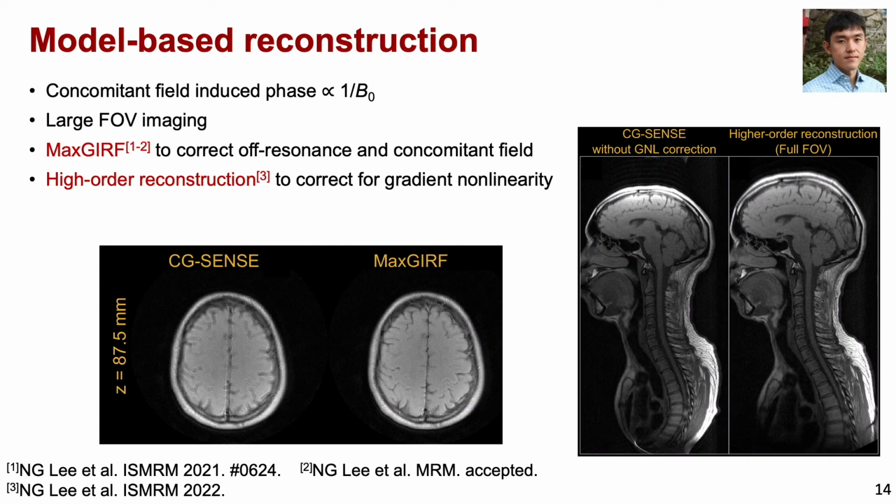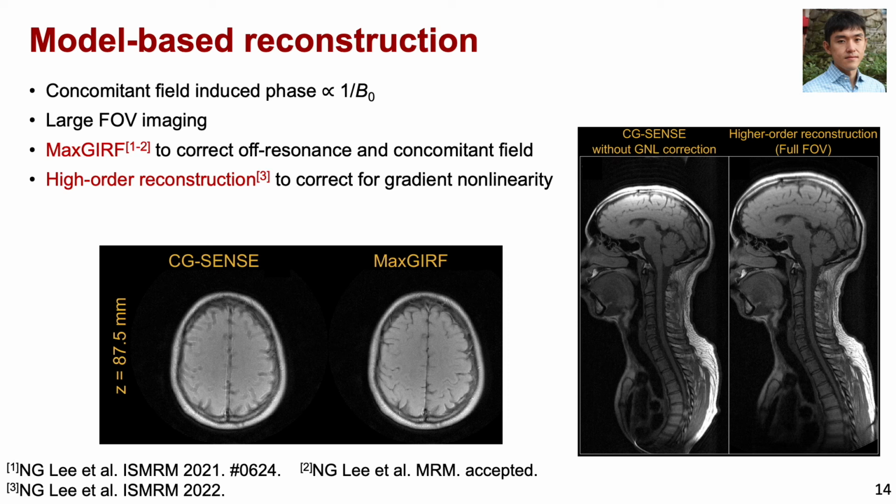Another major challenge that comes with going to lower field is the concomitant field. The concomitant field is roughly proportional to 1 over the B0 field strength. As you can imagine, if we go from a higher field strength to a lower field strength, the concomitant field will largely increase. Also, the concomitant field is related to the distance from the imaging location to the isocenter. As you go further away from the imaging isocenter, such as in applications that require a large FOV, you will see more concomitant field effects.